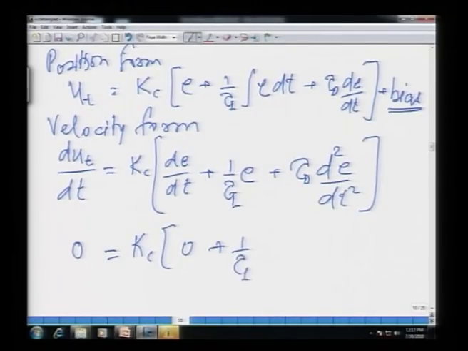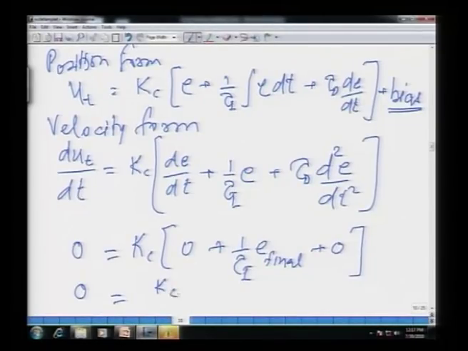We do not know what the error is, so I will just keep it as E at final steady state, plus the second derivative term. By definition of steady state, all time derivatives are 0, so what you get is 0 equal to Kc by tau I times E final.